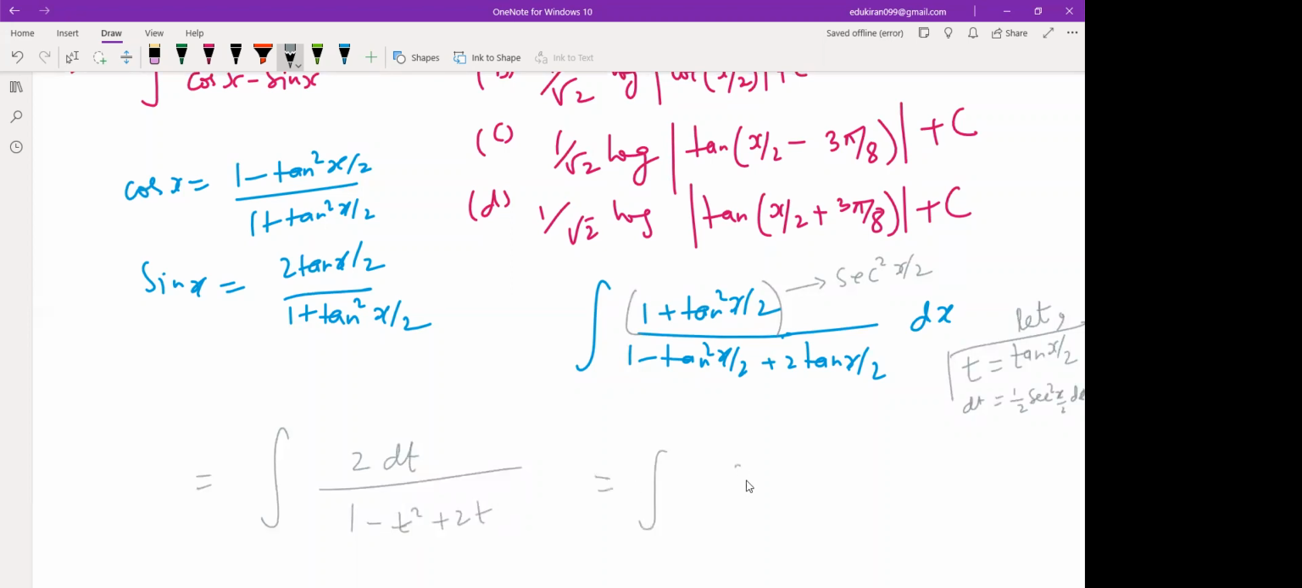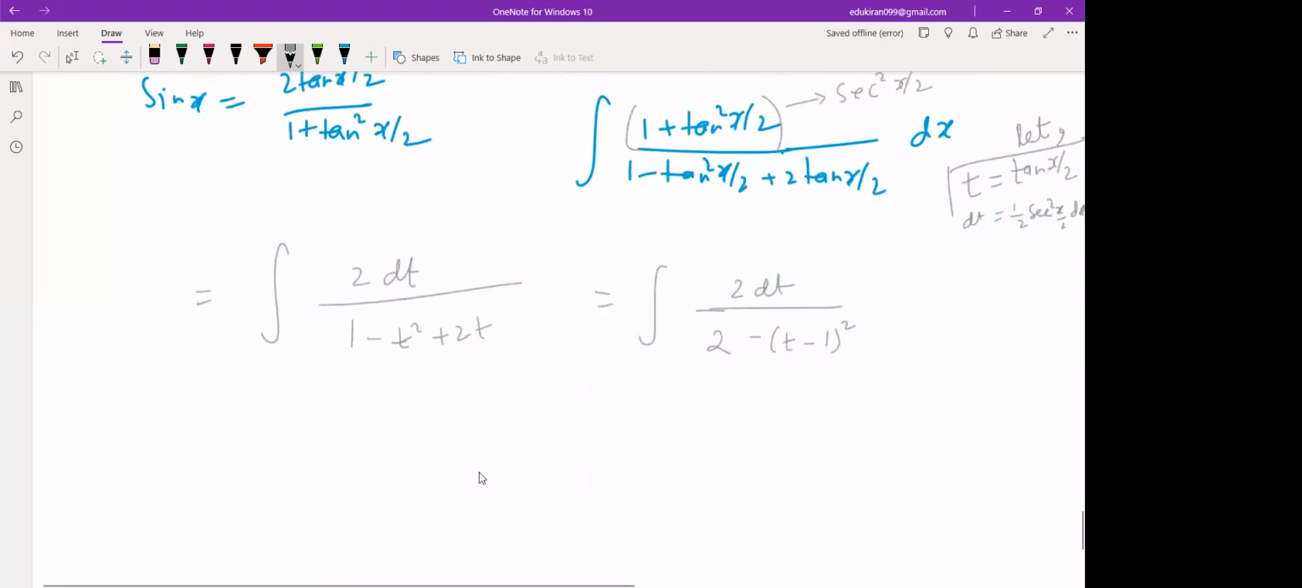Then you will write it as 2 dt, and here you will do the completing the square, so minus t minus 1 whole square it will become. So minus t square plus 2t minus 1 plus 1, that is 2 minus this will happen. Okay, so you get after completing the square.